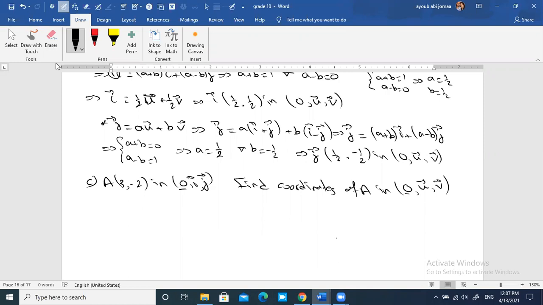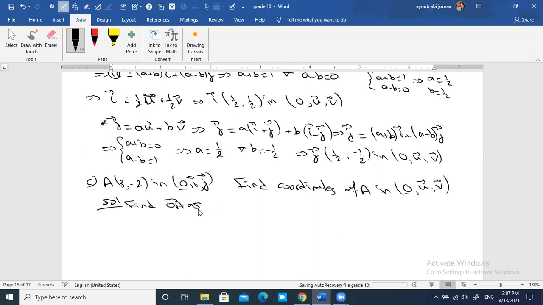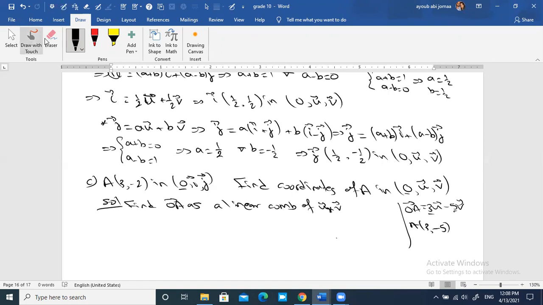So to apply the same idea as I did here, in order to find the coordinates of point A in the system OUV, you have to find vector OA as a linear combination of vectors U and V. Right? For example, if you have OA equal to 3U minus 5V, then point A will have coordinates 3, negative 5 in the system OUV. So how to find now 3 and negative 5?